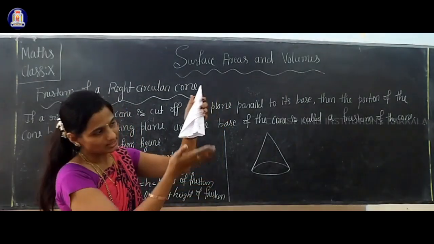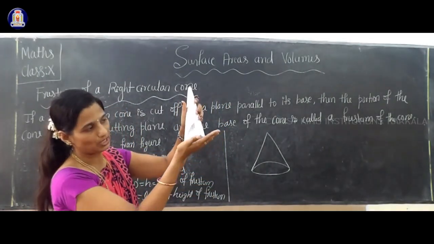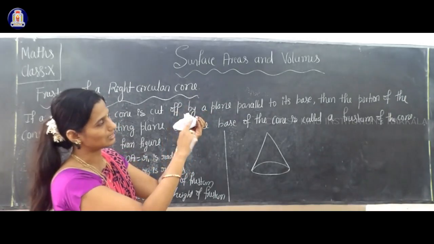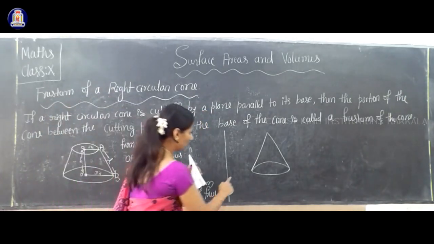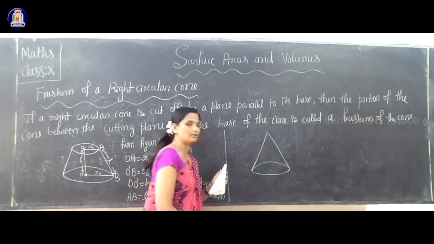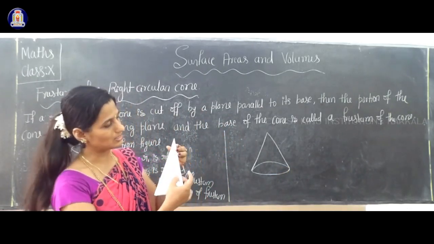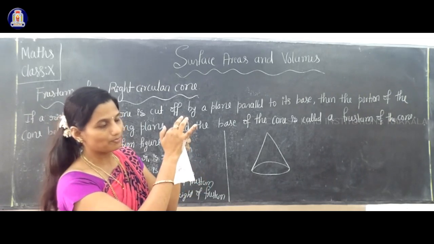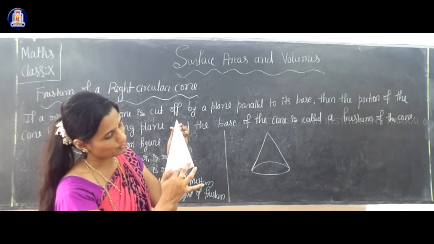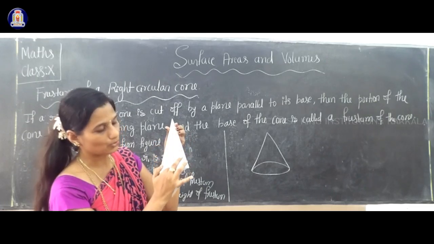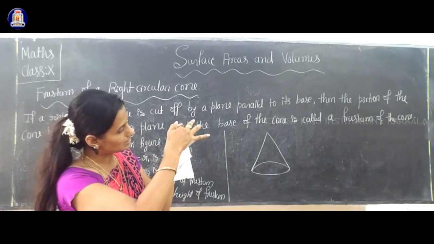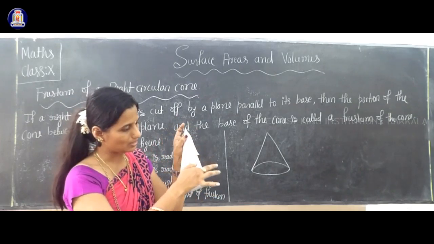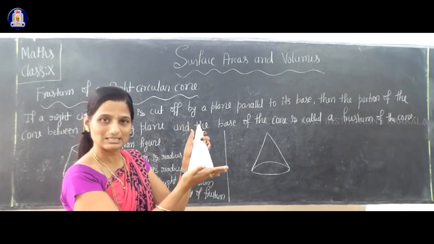What is the base shape? This is a circle, that means the base is in circle shape. So what is this here? This is called the height of the cone, right? From this point to this point, it is called the height of the cone. Now next, this is the slant height of the cone, and this is the circle.